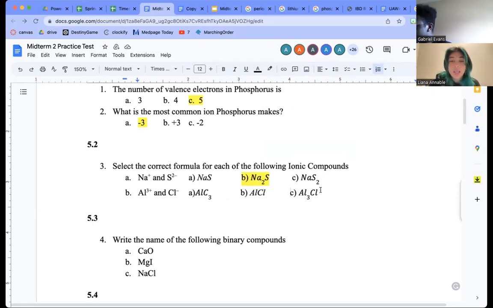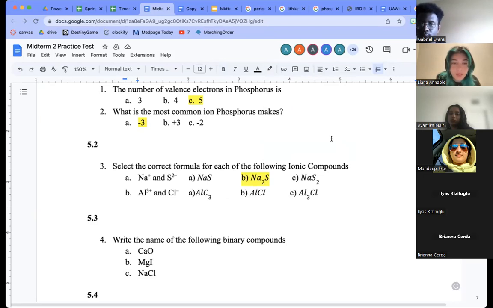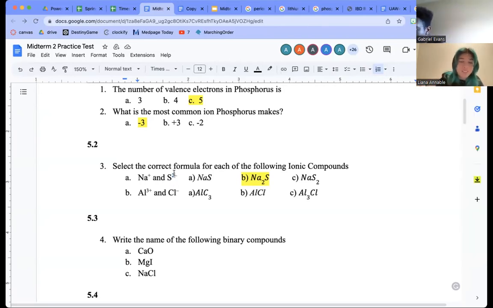The easiest way to balance the charges is to actually just switch the charges and put them as a subscript, right? So sulfur has a 2 charge, which means the easiest way, it's like multiplication or lowest common denominator, essentially. You're going to put that 2 next to sodium, right? Because 2 and 1, it just works that way. You just switch it and then that's easy. All right, good job, good job.